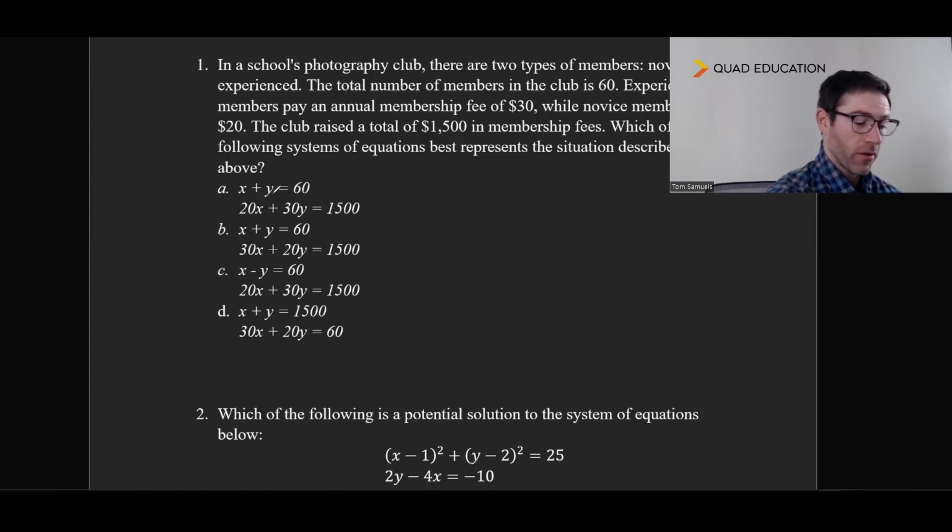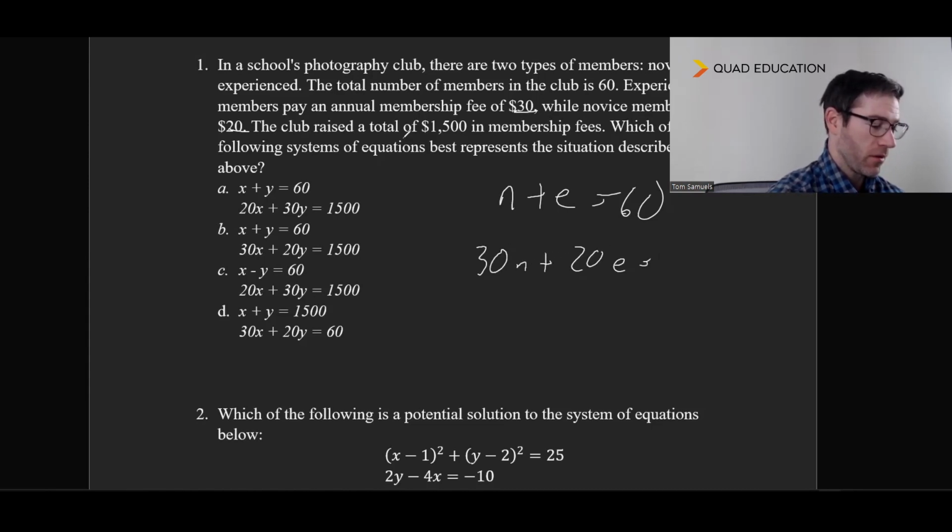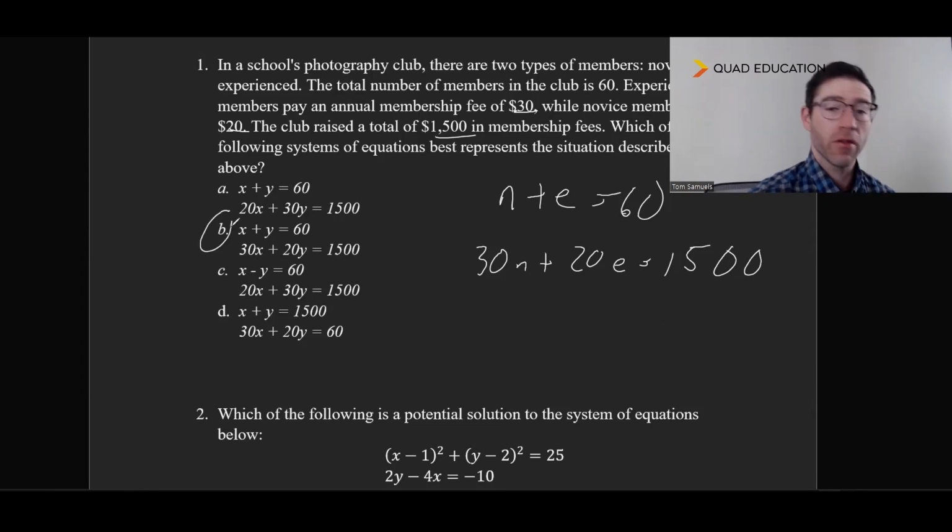So it looks like they're doing X and Y here, but probably if this were me, I would say N plus E equals 60. Experienced member pays $30, while the novice pay $20. So then we can call that 30 times the number of N plus 20 times the number of E is equal to 1,500 in membership fees. And now I basically just need to figure out which one matches up with that. And it looks a lot like it's going to be this one. So a pretty straightforward start there. Let's see if we get any more interesting.